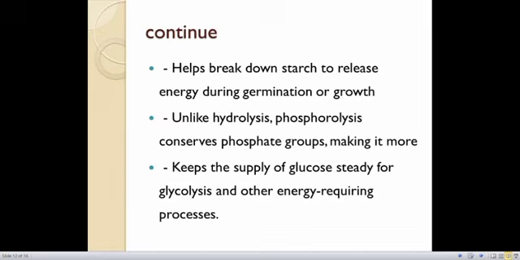Unlike hydrolysis, phosphorylasis conserves phosphate group. It conserves more phosphate groups which are needed for glycolysis and Krebs cycle. So these are some importance of phosphorylasis.